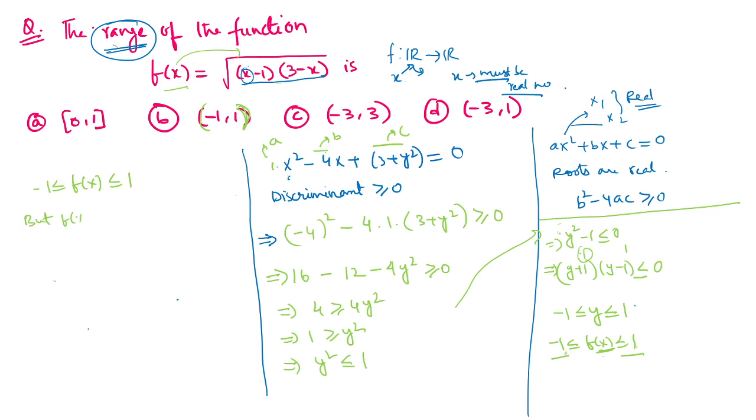fx is under root of something, right? Under root of something. See, the function is defined to be under root of something, it should be positive. The square root should always be positive, so fx should be positive. Minus 1 is not positive. The function value should always be positive.